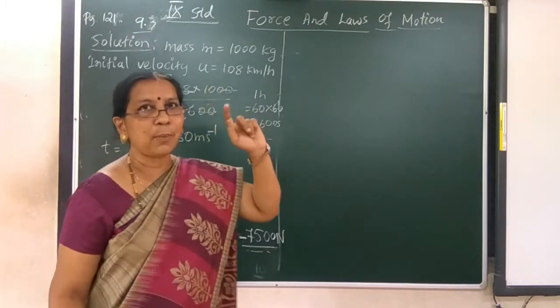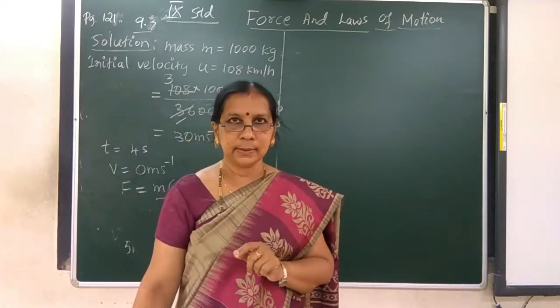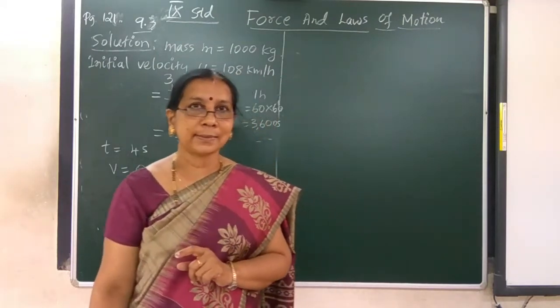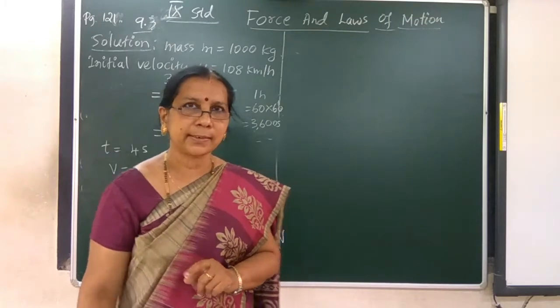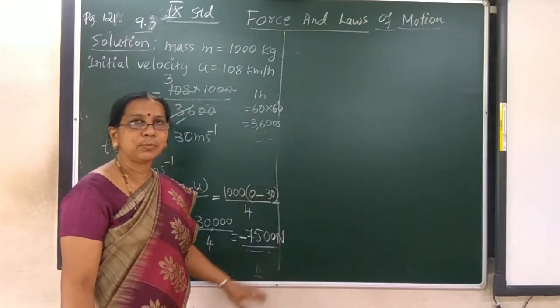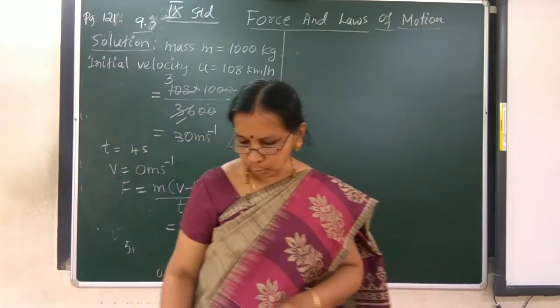The SI unit of force is Newton, or you can also write kg meter per second square. F is equal to m into a. SI unit of mass is kg and SI unit of acceleration is meter per second square. Instead of Newton, you can also write kg meter per second square. So this is the third problem.